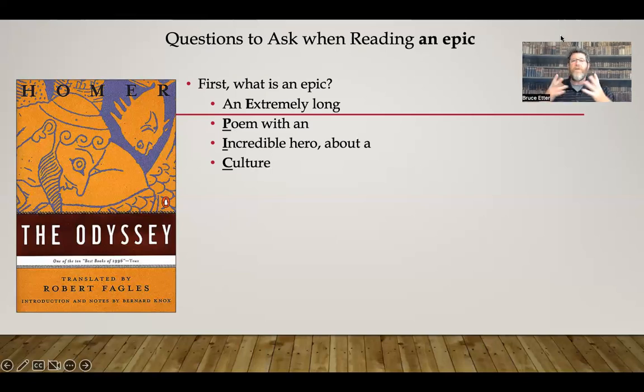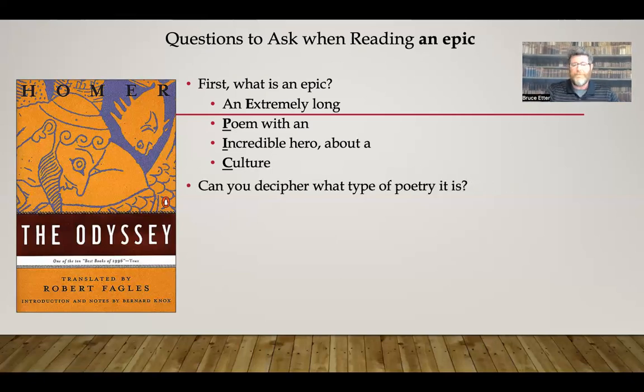But what the author is doing is using that individual to say, look at what this culture looks like. Greek culture here. With Virgil's Aeneid, it's Roman culture and so forth. Maybe Paradise Lost is pointing to a Christian culture. That's what an epic is. Okay, so questions that you would ask.